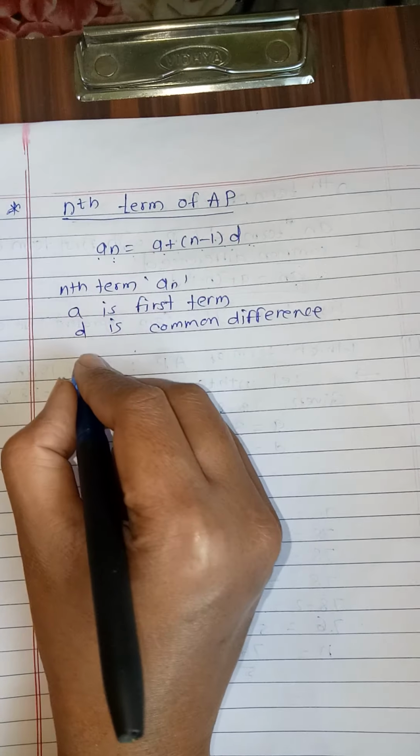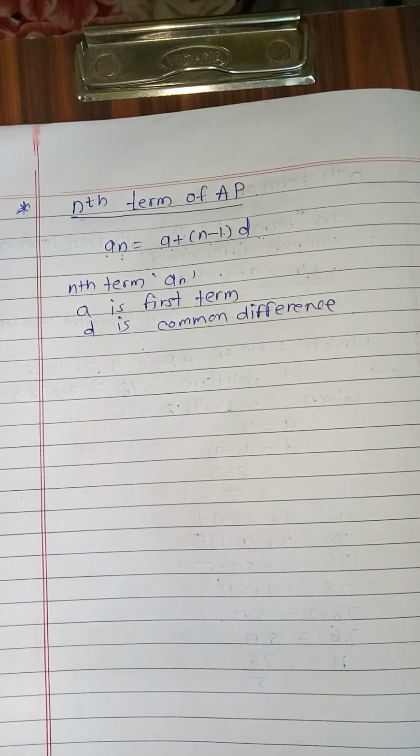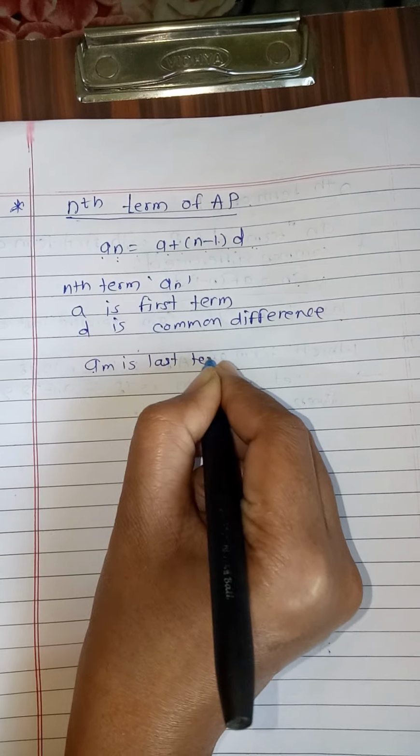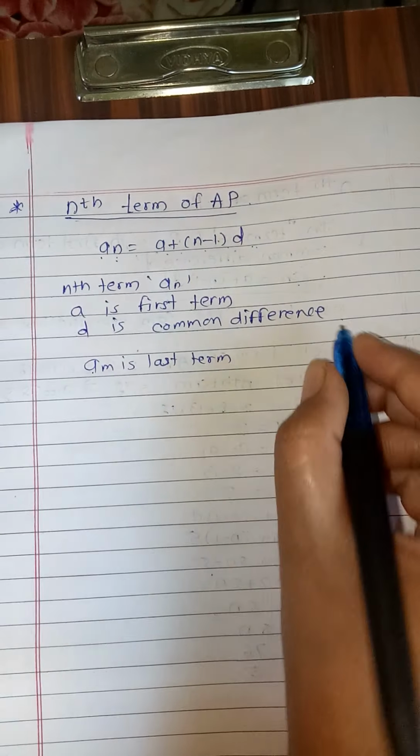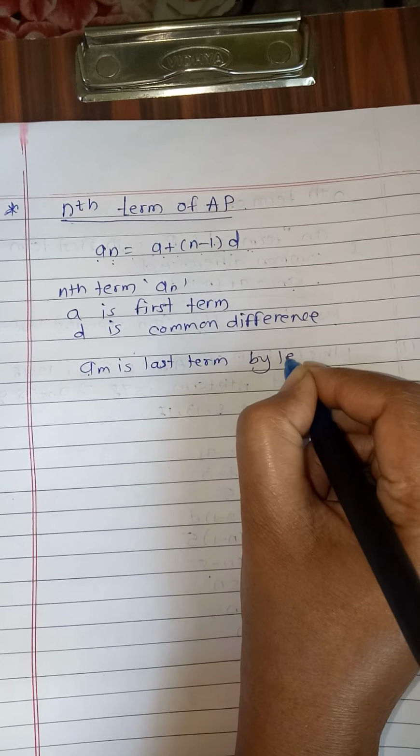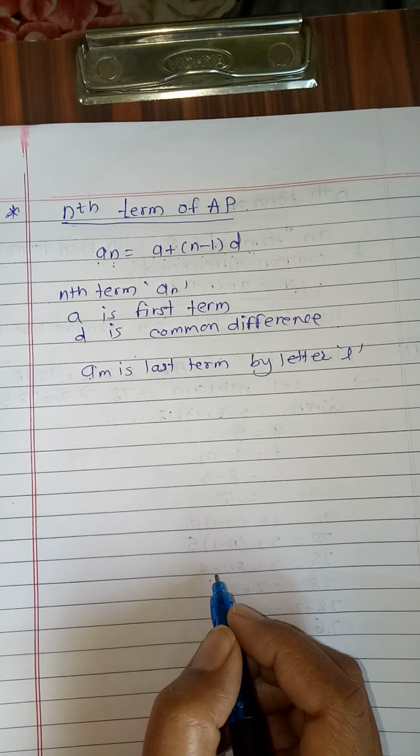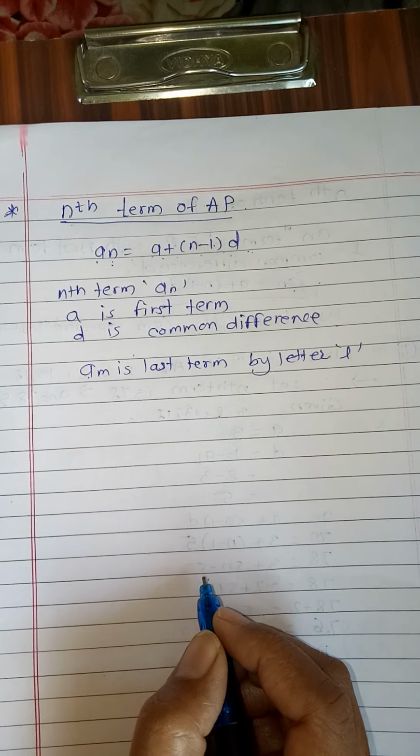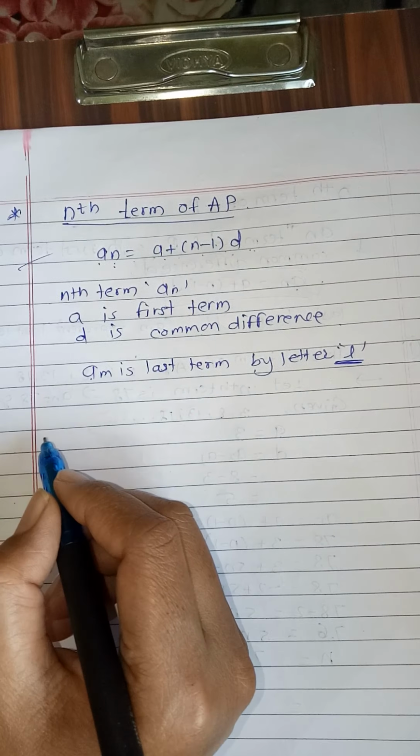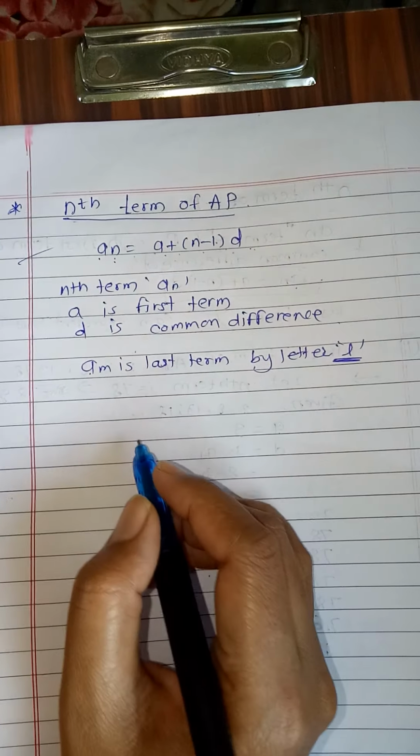Here the last term is denoted by small letter l. Suppose am is the last term in an arithmetic progression. Then we denote this last term by small letter l. So you remember these 3 points. By using this we solve some examples in exercise 5.2.